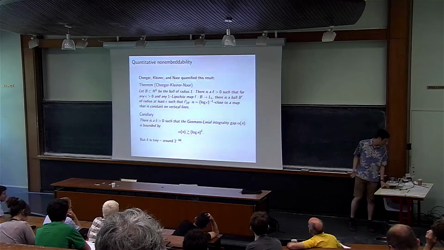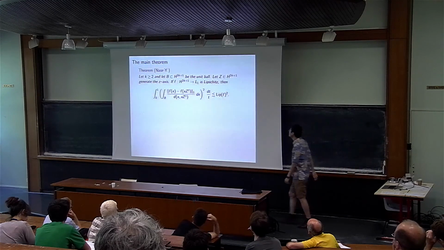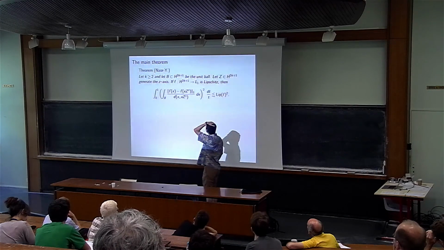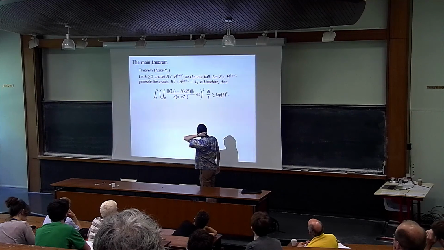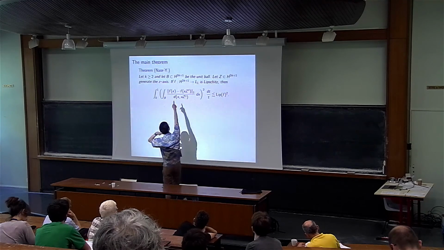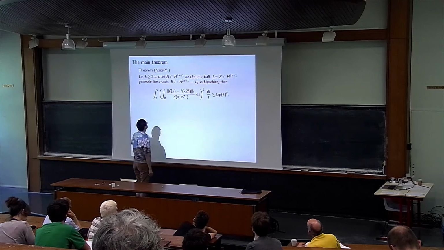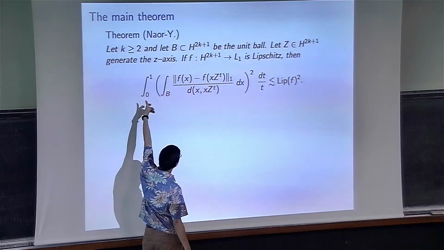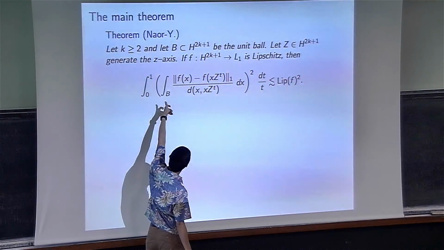So we prove the following inequality: if k is greater than or equal to 2, B is the unit ball in H^(2k+1), and if Z is the generator of the z-axis, then for any Lipschitz map from the Heisenberg group to L1, this inequality is satisfied. So let's unpack this inequality.